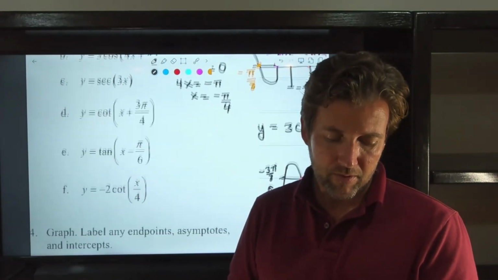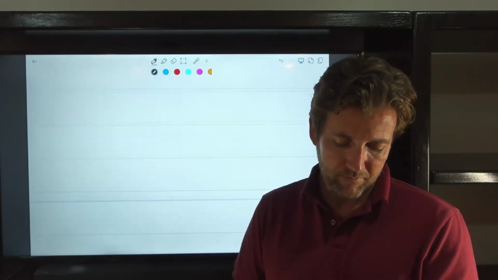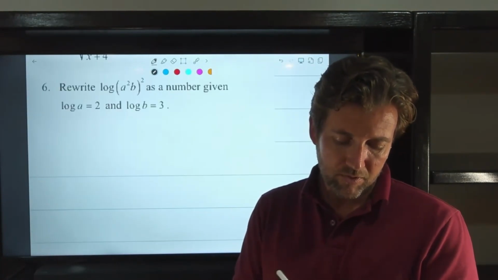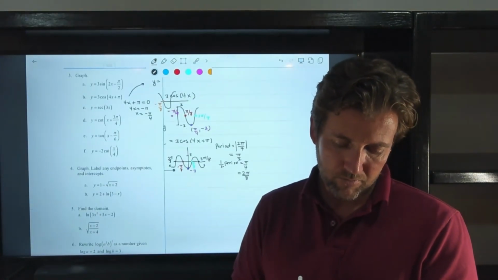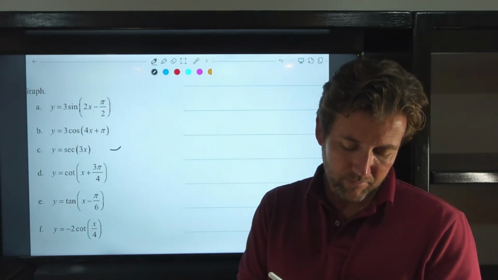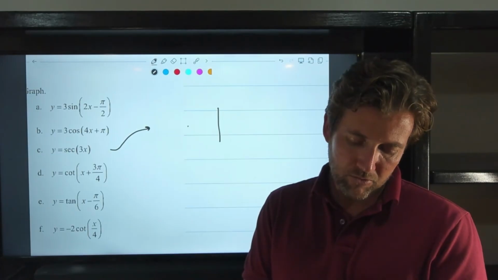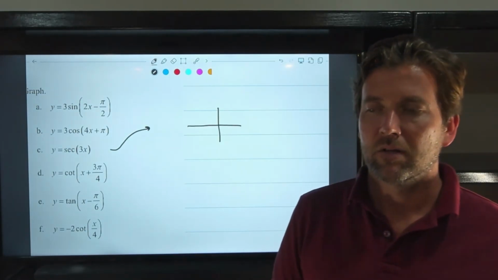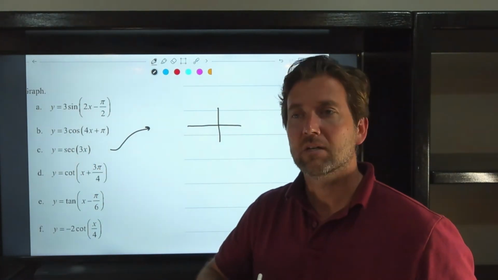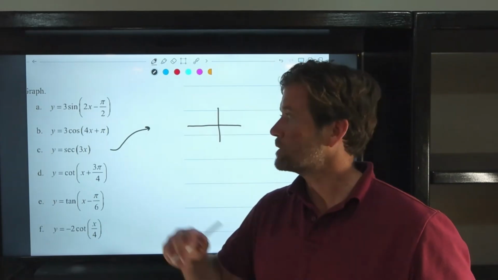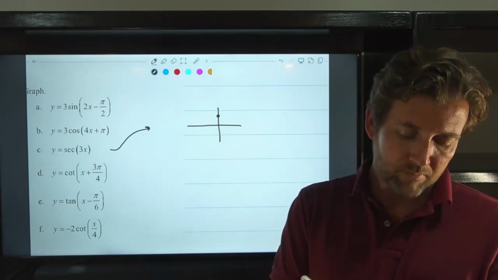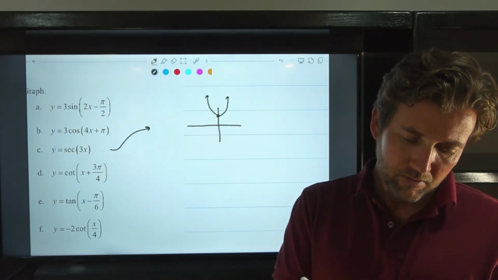All right, let's go ahead and graph y equals secant of 3x. So the cosine of 0 is 1. And I'm saying that because cosine is the reciprocal of secant. So if the cosine of 0 is 1, that means when you plug in 0 here, the secant of 0 will also be 1 because the reciprocal of 1 is 1. I'm going to label this 1.